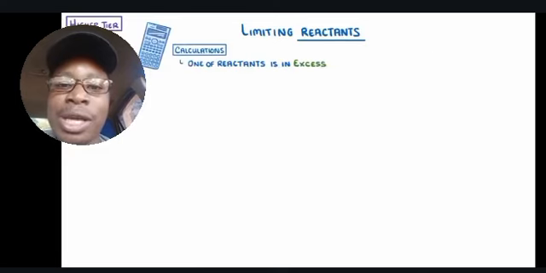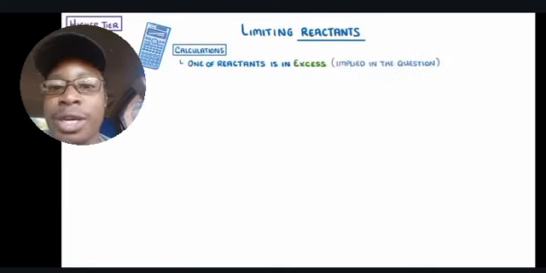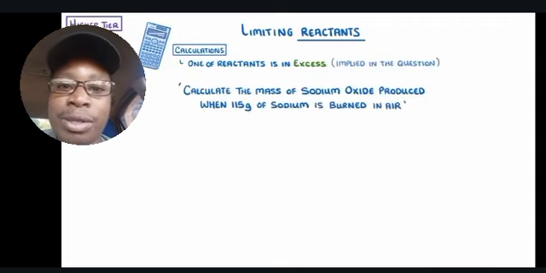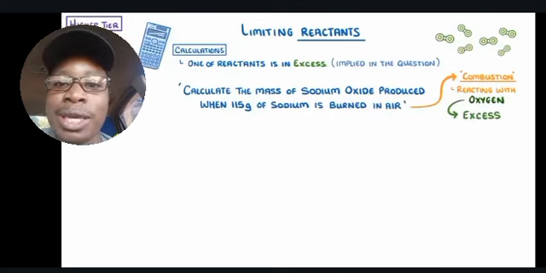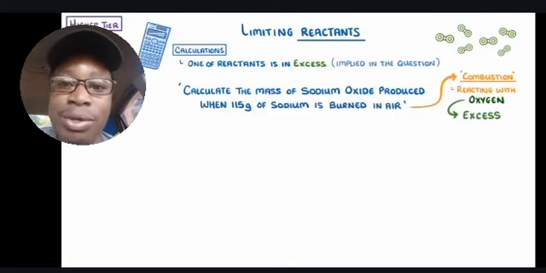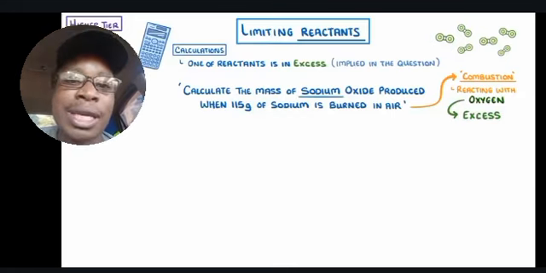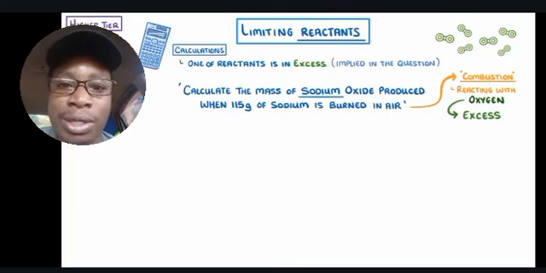In calculations, you can be told that one of the reagents was in excess, or it can be implied in the question. So, for example, calculate the mass of sodium oxide produced when 115 grams of sodium is burned in air. In that case, we know that air contains oxygen, and this would be the air around us, which is the atmosphere. So the oxygen must be in excess because there's a lot of oxygen in our atmosphere around us. So in that case, only sodium can be limiting.